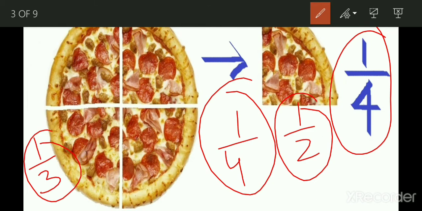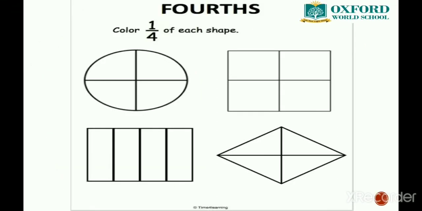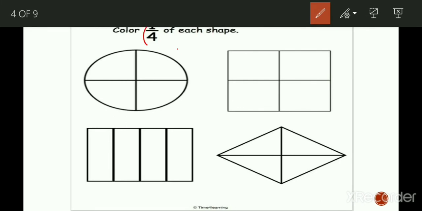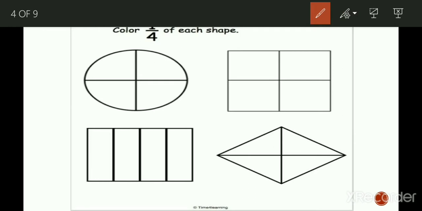So here we move to the next lesson. Before moving to the next lesson, here are some questions for you. Can you color these shapes? Will you color the whole? No, you have to color the fraction. What fraction do you have to color? 1/4. See, here it is given, 1/4 you have to color. So let's color it one by one. Let me take my favorite color, which is red. Let's color 1/4 of each shape.